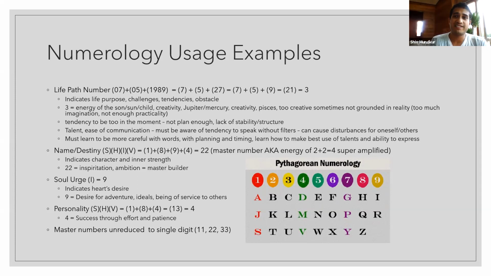With this energy, it can be nice that there can be a lot of talent and ease of communication that comes with it. A lot of people with a life path 3 tend to have a good amount of talent, and an ability to speak without filters, which can be good and can also be bad, because it can cause disturbances in one's life. It can cause relationship issues, for example, if you are saying something a little too blunt, without a filter, you may have to learn how to handle this tendency, how to be a little more careful with your words, and learn how to plan and time better, and how to make best use of your talents, which you might have to learn how to discover.